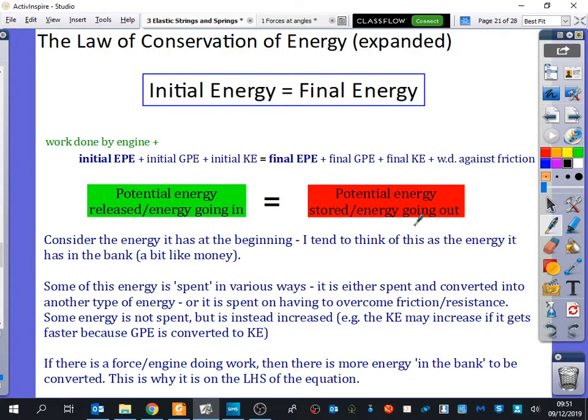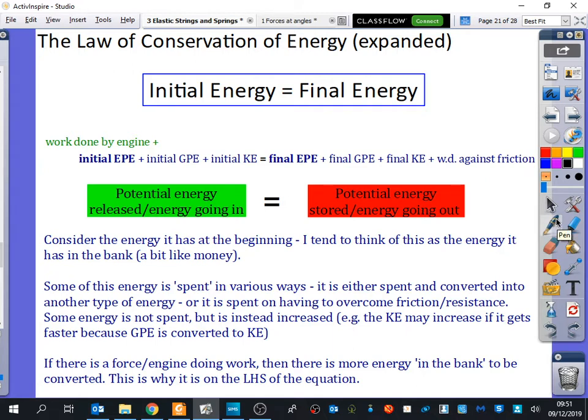Okay, so we are going to have a look at the law of conservation of energy, and the great thing about this is it revisits all the stuff that we did in year 12. So this is actually the same slide, I think, as we used when we looked at this in year 12, but I've expanded it and added in a bit of information, okay? So we've got that the initial energy is equal to the final energy. We know that. That's something that's always going to be true.